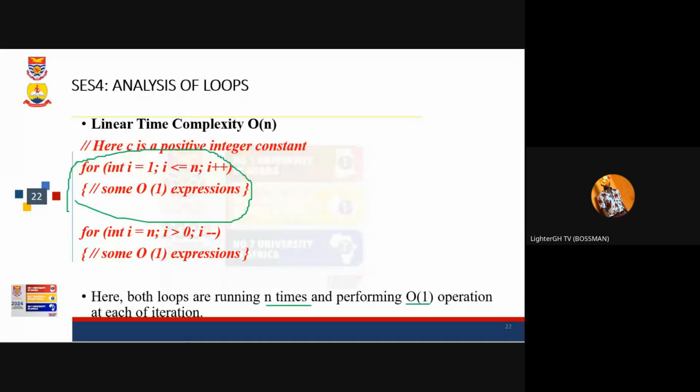Sir, with a linear time complexity, here there is C being the positive integer, which is constant. But in this thing, you've written n, and you are saying that n is a constant, so it's a bit confusing. If you can clarify that for me. I'm not saying n is a constant. Or did I say n is a constant?